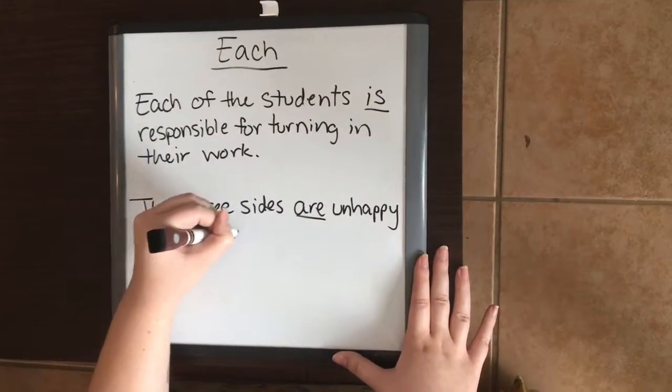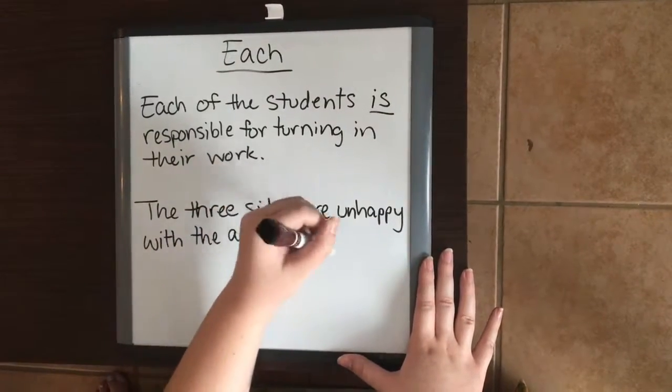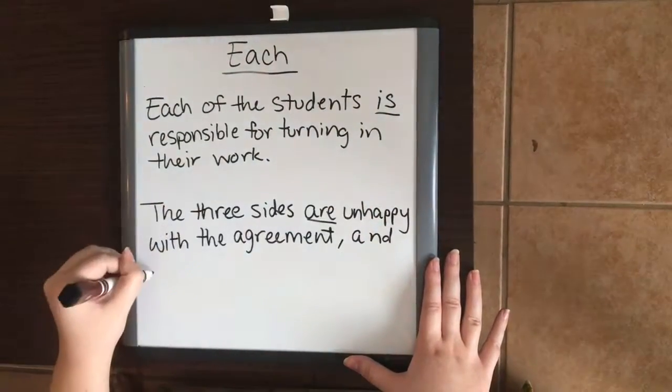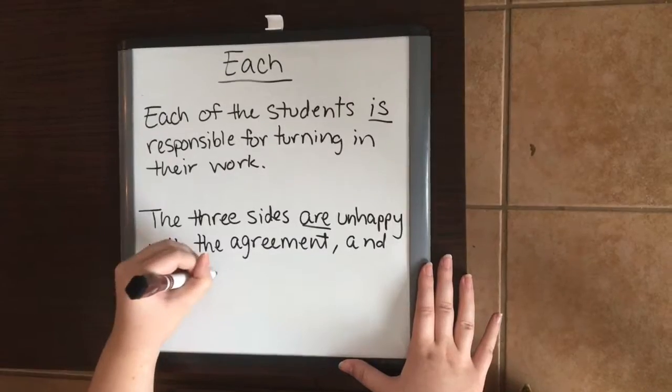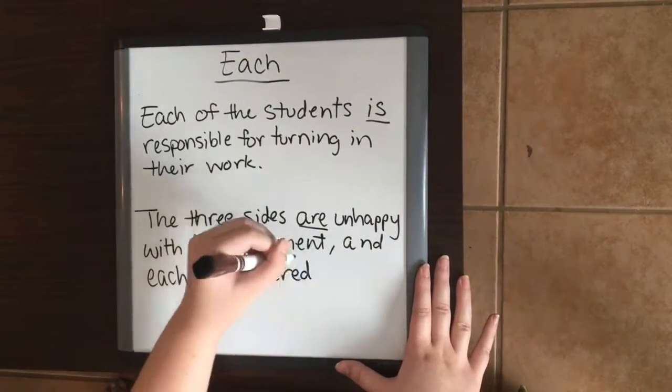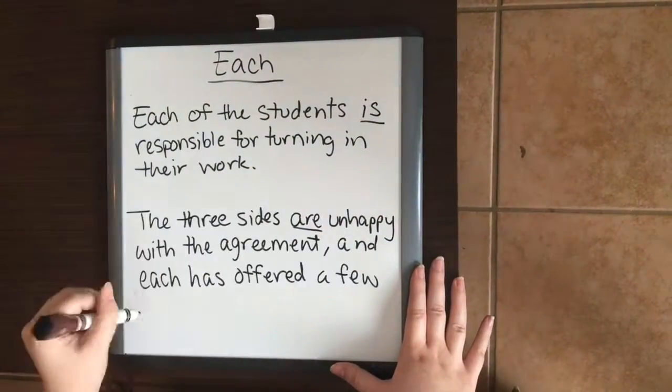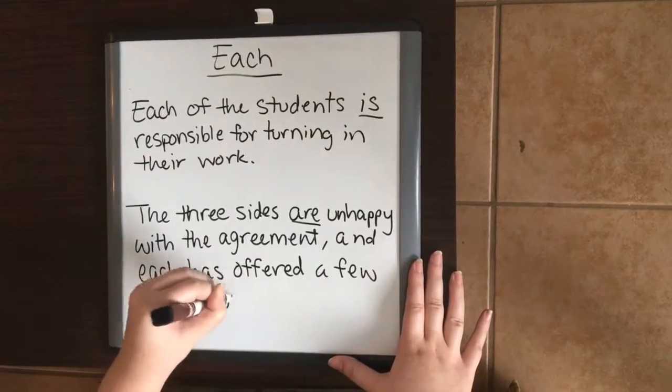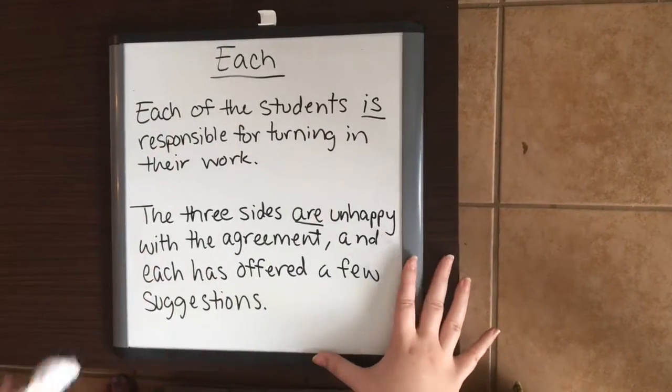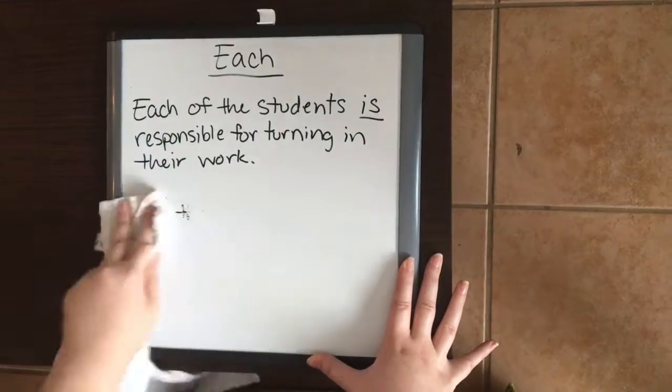In this next sentence we have, the three sides are unhappy with their agreement and each has offered a few suggestions. Here, once each has been invoked in the sentence, the singular verb has was used, even though its antecedent, the three sides, is plural.